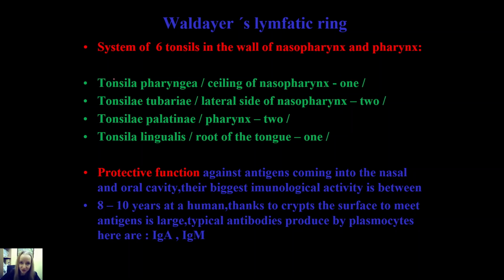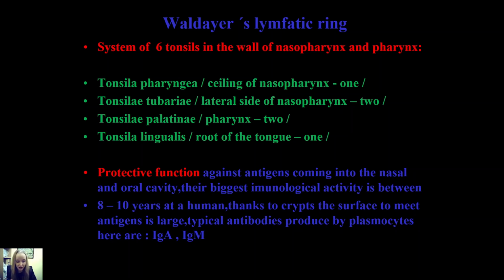Tonsils are, in general, by definition, partially encapsulated lymphoid organs. Don't forget that. And Waldeyer's ring is composed of 6 tonsils: 1 pharyngeal one, 2 tubal, 2 palatine tonsils, and 1 lingual tonsil. They have a really protective function. They contain follicles, and also they contain T lymphocytes. So everything that happens in a lymph node is also happening in the tonsils.